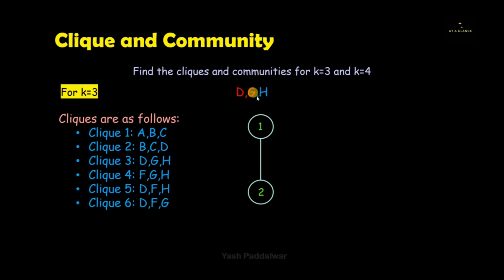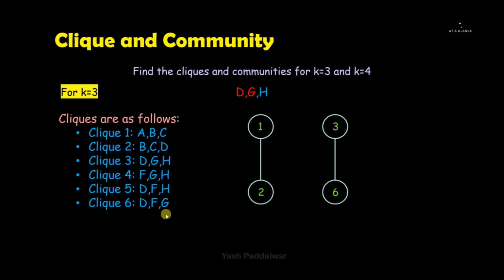Now let's have a look at the third clique nodes. First, we'll take the pair DG. Let's check whether DG is present as a common node in any of the other cliques or not. In clique 6, you can see that DG is present. So we can have a connection between clique 3 and clique 6. So let's form the connection. So 3 and 6 cliques are forming a community.